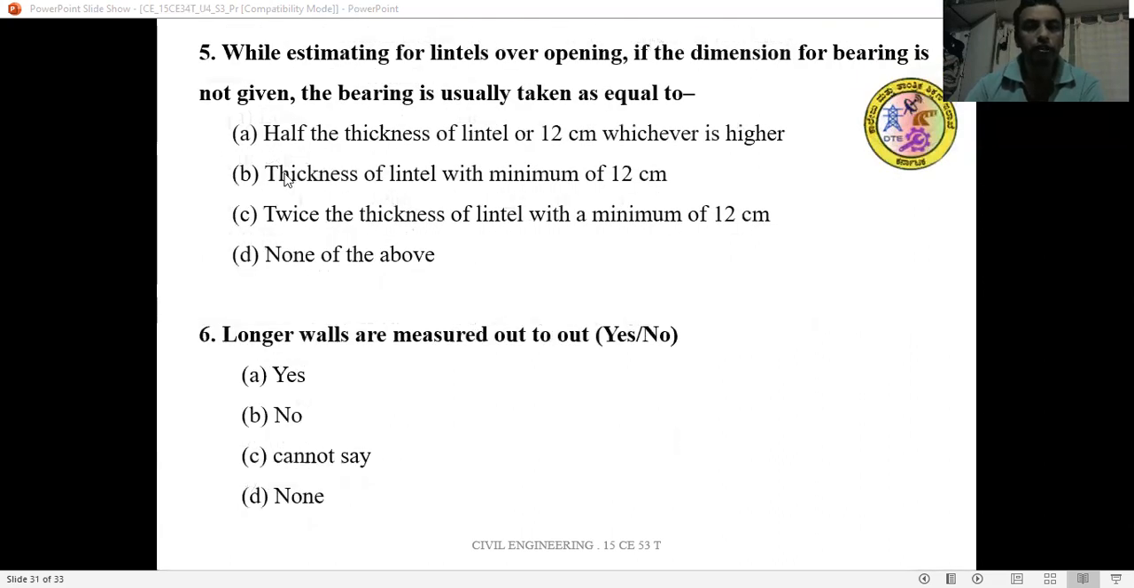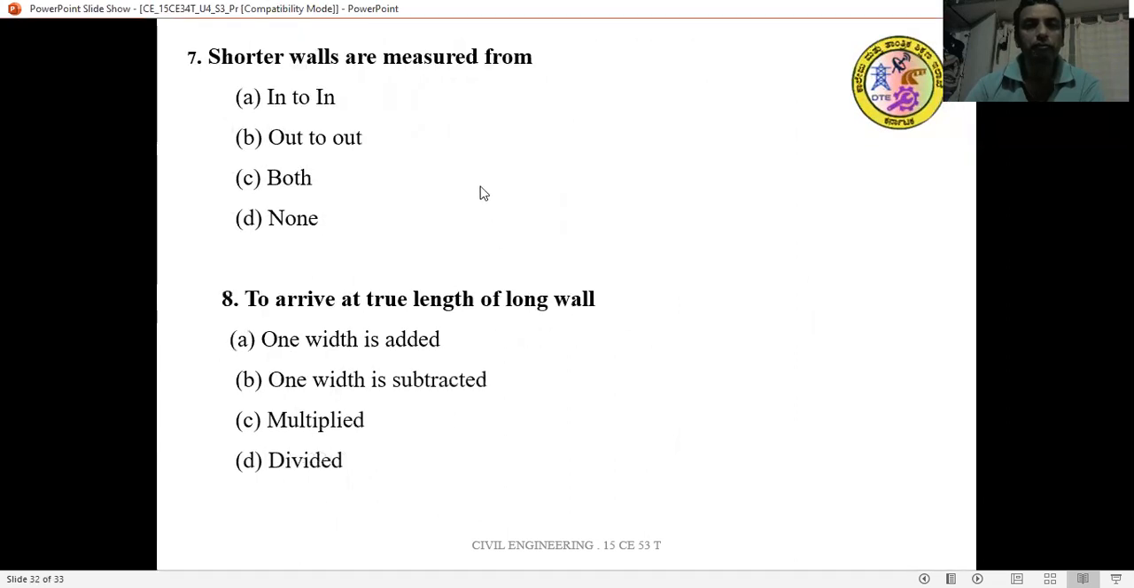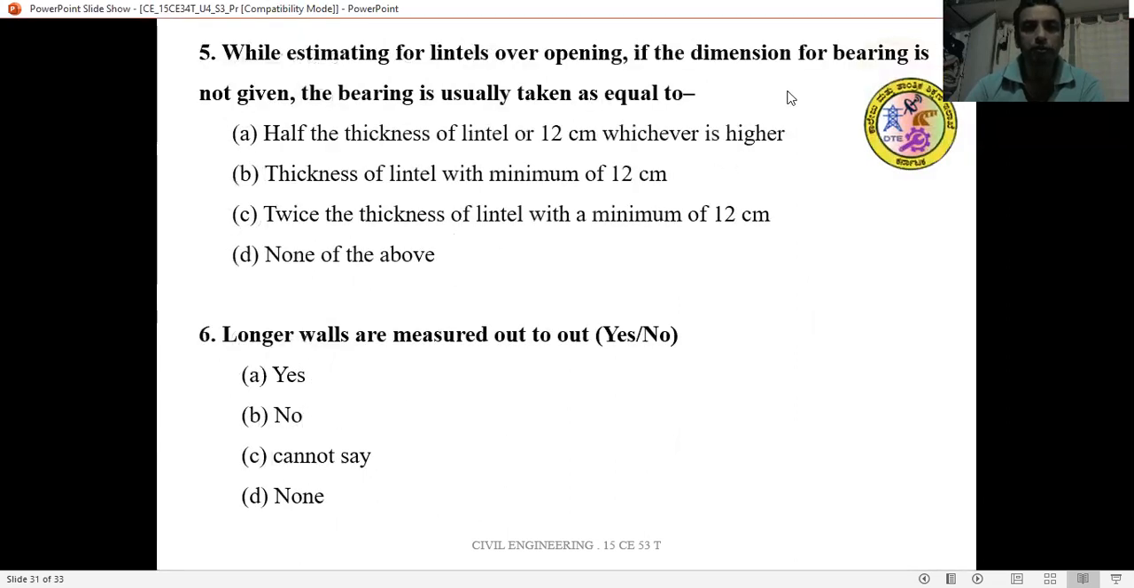Next, fifth question. While estimating for lintel over opening, if the dimension of the bearing is not given, the bearing is usually taken as equal to: A, half of the thickness of the lintel or 12 centimeter, whichever is higher. B, thickness of lintel with minimum of 12 centimeter. C, twice the thickness of lintel with minimum of 12 centimeter. D, none of the above.